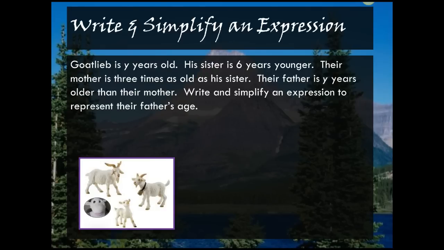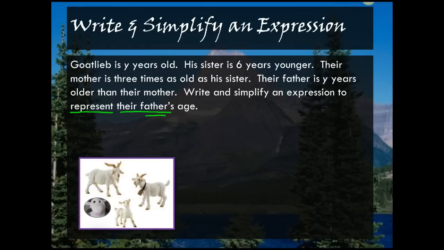Gottlieb is Y years old. His sister is 6 years younger. Their mother is 3 times as old as his sister. Their father is Y years older than their mother. Write and simplify an expression to represent their father's age.